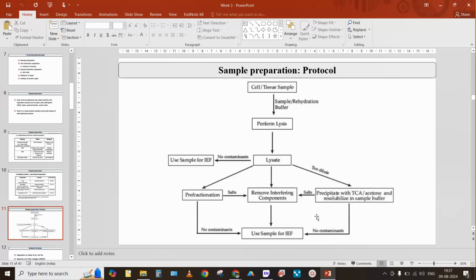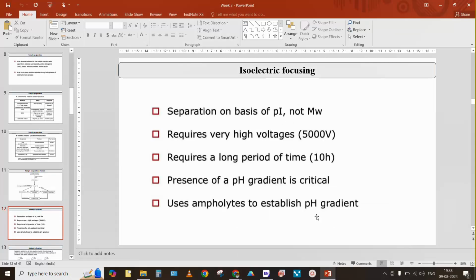Okay. So there are some points which I've already told you, like separation is based on isoelectric point, not molecular weight, which requires high voltages, up to about 5000 volts, and also requires a long period of time, that is 10 hours. So the presence of a pH gradient is critical. Ampholytes are used to establish the pH gradient.